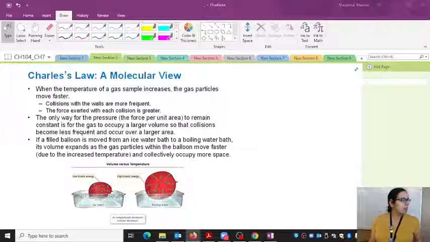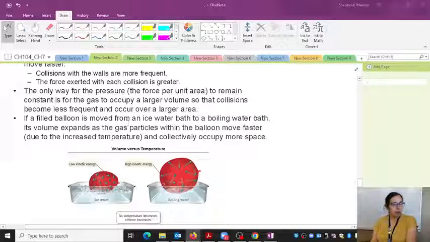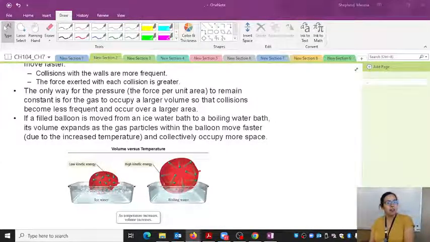Looking at this in the molecular view, again, our temperature increases. That means our gas particles move faster, the collisions are more frequent, and the force is greater. The only way for the pressure to remain the same is for that gas to occupy a larger volume. Same concept if you have a balloon moved from ice water to boiling water. It would be small in the ice water with low kinetic energy, and then when moved to boiling water, it would expand as those molecules move faster.